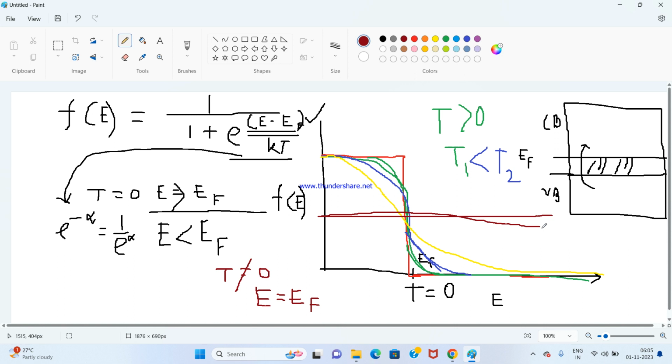Now if we know the density of states, and if we know the electron occupancy from this distribution function at a given temperature and given energy level, then we can find out the number of electrons available there. Okay. So this is the importance and interpretation of the Fermi-Dirac function. So I think you understood. Thank you so much.